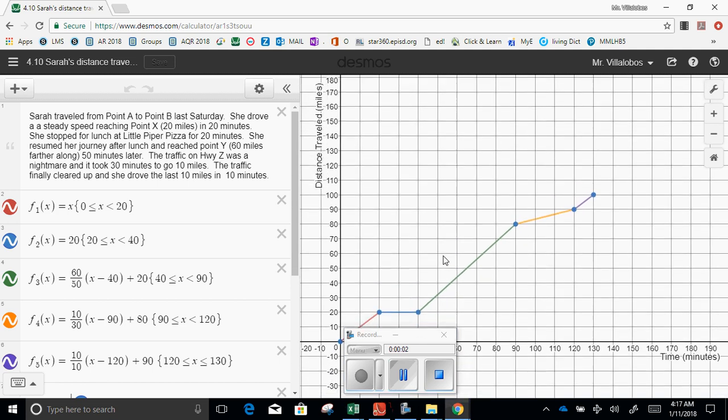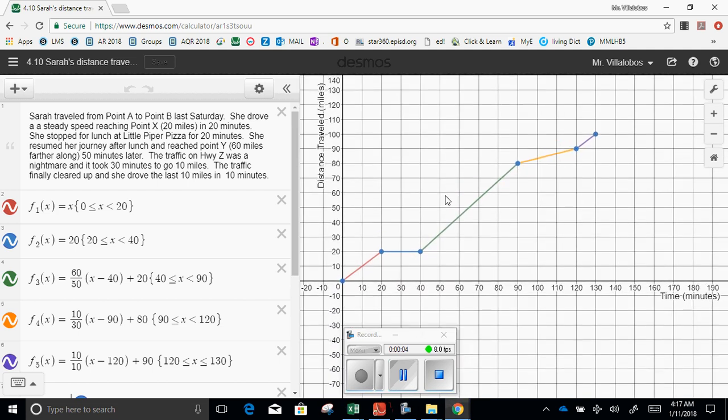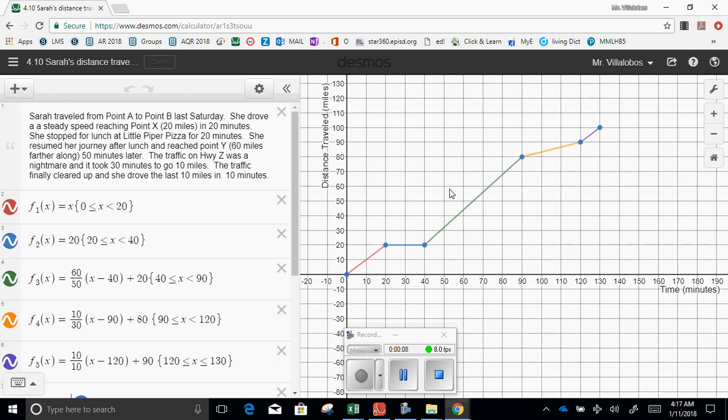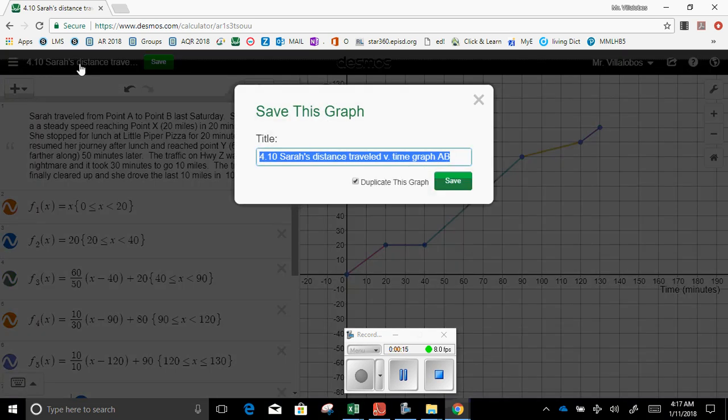Okay, let's move this up a little bit. You can see what's going on. This is Sarah's distance traveled versus time graph from point A to B. Now, this is part E, I believe.